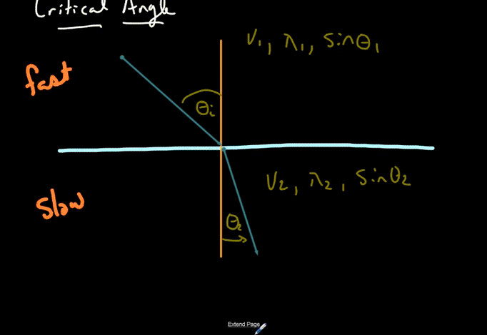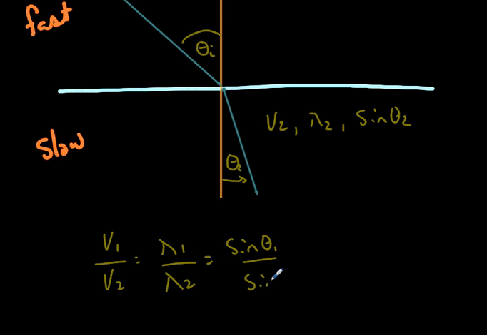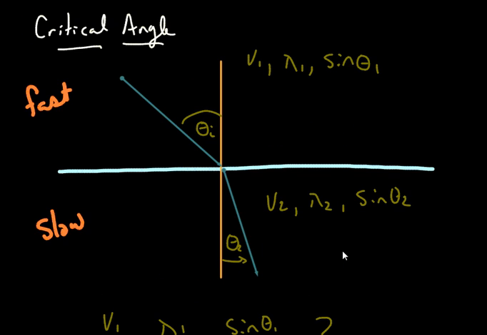So we have a law that tells us the relationships between these things. And essentially, it's just this. V1 over V2 equals lambda 1 over lambda 2. That's wavelength. Equals sine theta 1 over sine theta 2. Okay? So this is part 1.